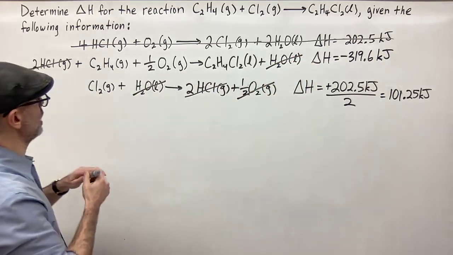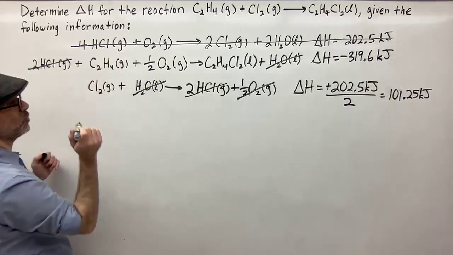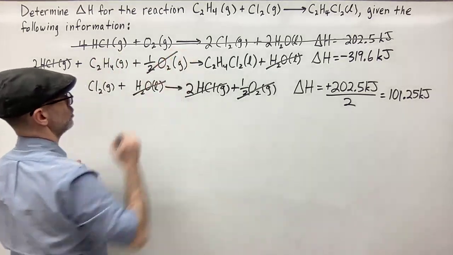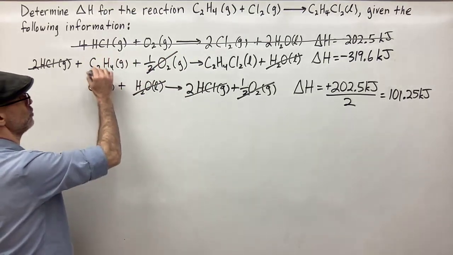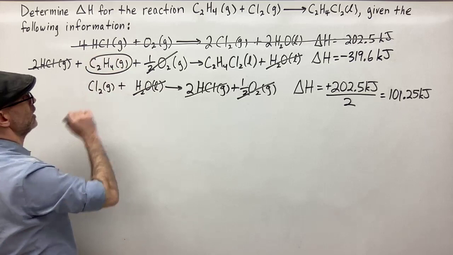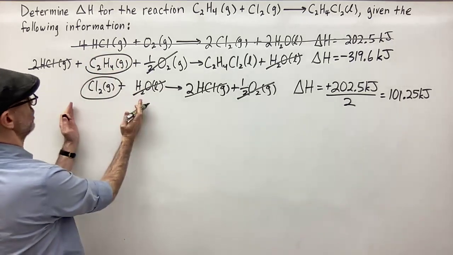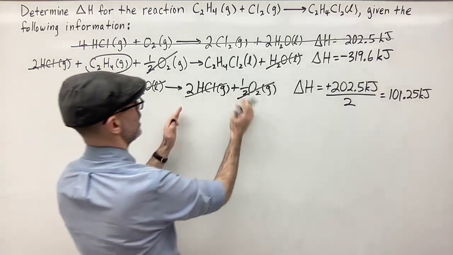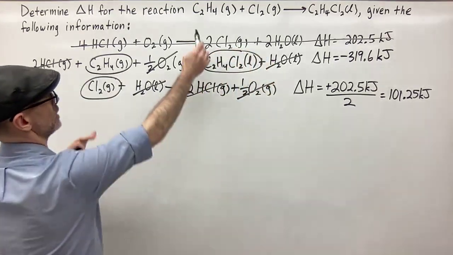So notice, I'll circle the things that I have. Oh, I forgot to cross that out. Notice I have Cl2 as a reactant on this side, and I have chlorine gas as a reactant on this side. So that's it for the reactants. And then over here, what's left is a product. And notice that's what I have here.